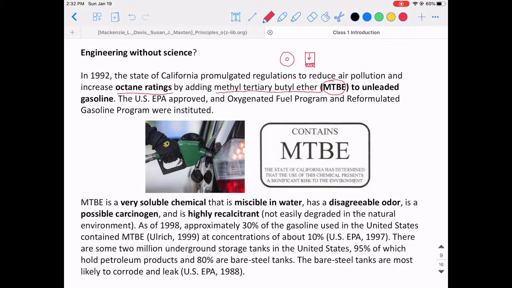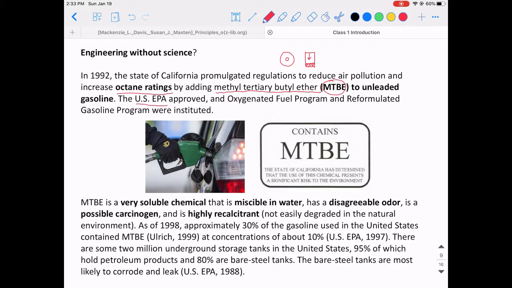So that's why the state of California gave these regulations, to propose that we should add MTBE into unleaded gasoline, so we can reduce the consumption of fossil fuels. The US EPA, the Environmental Protection Agency, was also quite happy with this. They approved it and set up certain programs.